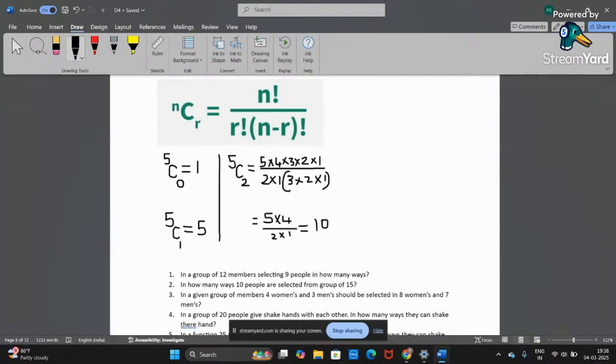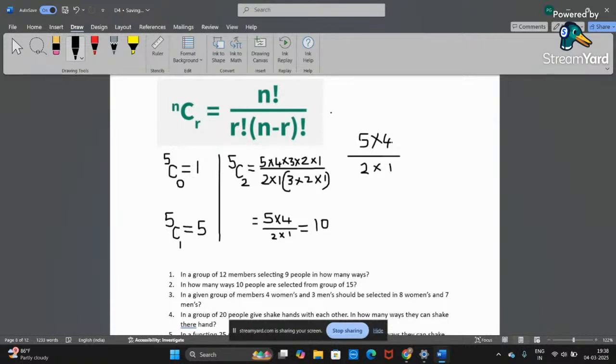See, here it is 5 and here it is 2. So we know it is 5 factorial, but we have to write only the next 2 numbers, including 5: 5 into 4. And here we have to write whatever the r value is, that much: 2 factorial, right? So write 2 factorial or 2 into 1.